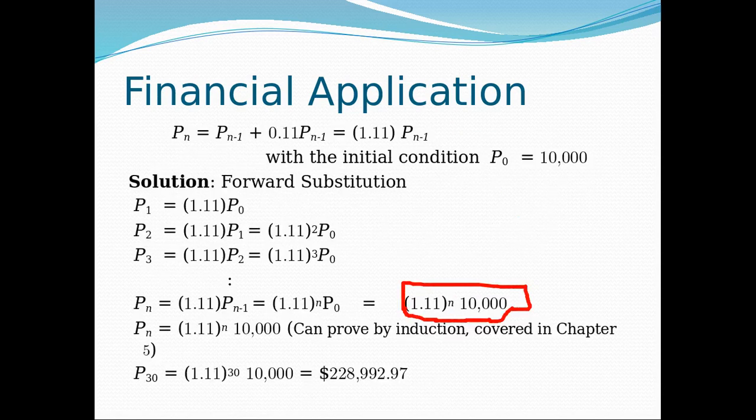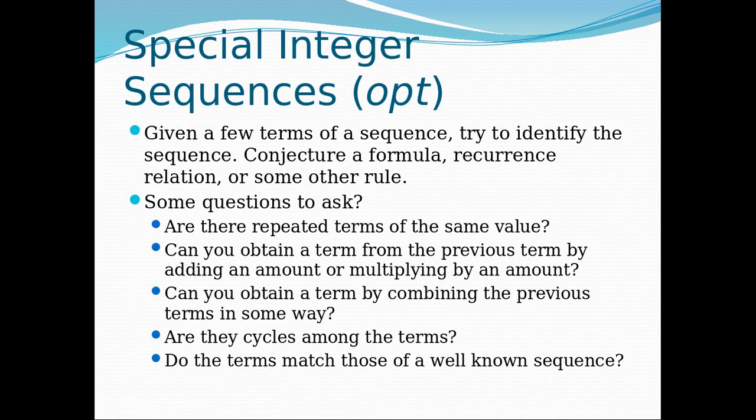So we can easily find that 1.11 raised to the power 30 multiplied by 10,000 gives us the value at the end of 30 years. So this is about recurrence relations.